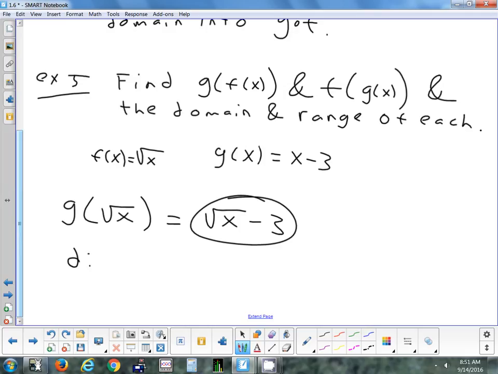Domain. What is the restriction on the inside function? Square root of x. What kind of numbers do I have to pick, Molly? Either 0 or above. Okay, so on the inside function, I have to pick numbers that are 0 and above. How about on the composed function? What kind of numbers do I have to pick there?